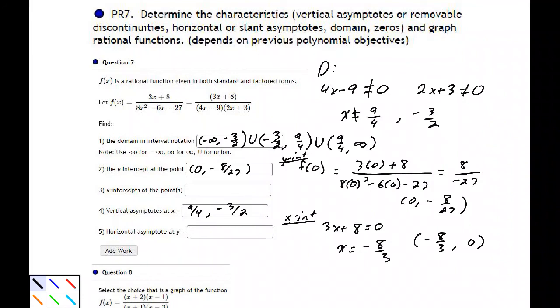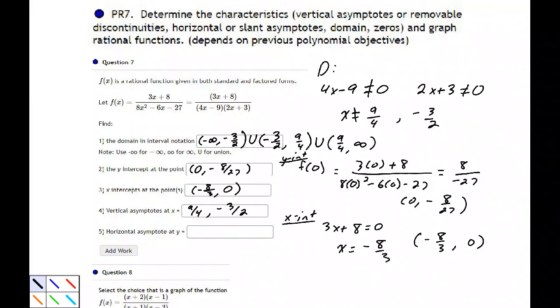Put that in part 3. Negative 8 over 3, comma, 0. That is my x-intercept, and the only x-intercept I have. If you had other factors, you might have more. All right, now, finally, the horizontal asymptote.